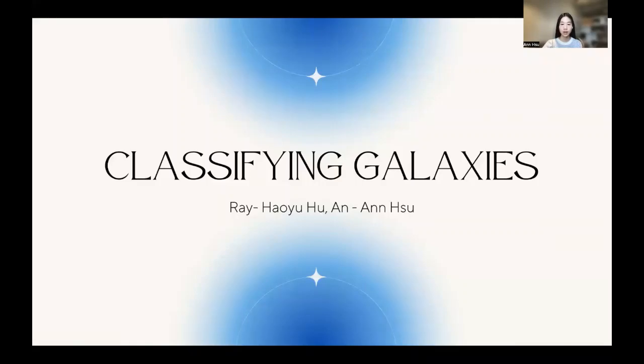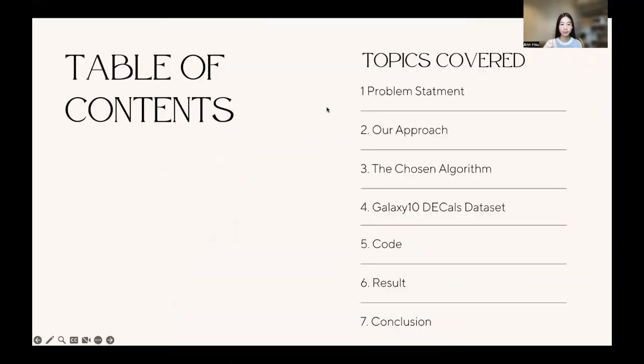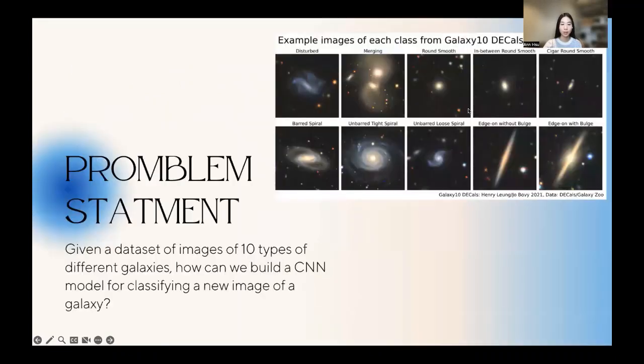Hi everyone, so today we are presenting our CNN model on classifying galaxy images. This is a table of contents and these are the topics that we cover in this presentation. Our problem statement is: what are some approaches and strategies that we can possibly employ in our CNN model given a data set of 10 different classes of galaxy images.